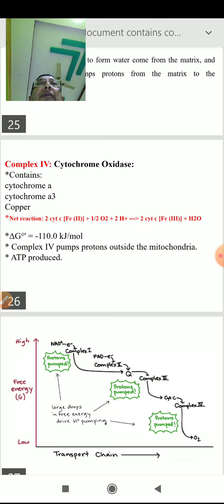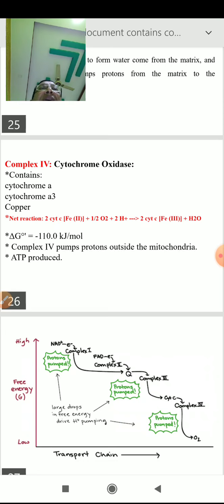The electron will go to the FAD, and from FAD it will go to coenzyme Q. Coenzyme Q lies between complex 1 and complex 2, okay, not between complex 1 and complex 2 exactly. The electron will come from complex 1 to complex 2, and from complex 2 to coenzyme Q. The coenzyme Q lies in between complex 1 and 3, and complex 2 and 3.